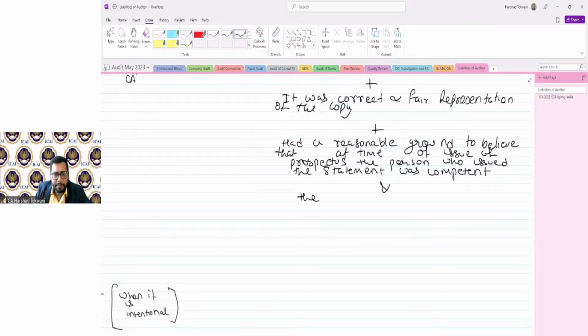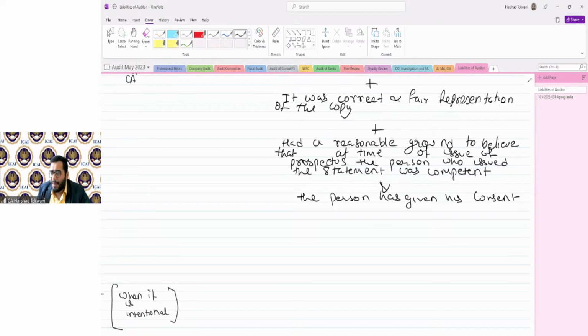And that person has given his consent, required by section 26 to issue the prospectus, okay, so that his statement can be included in the prospectus. So the person will not be held liable if this is the case.